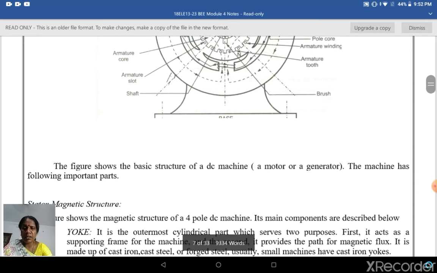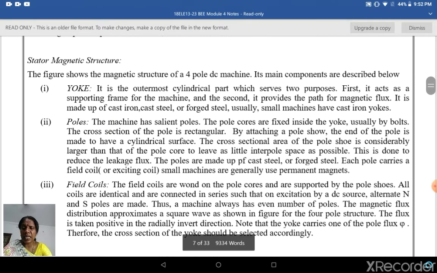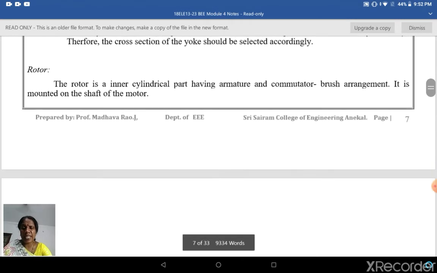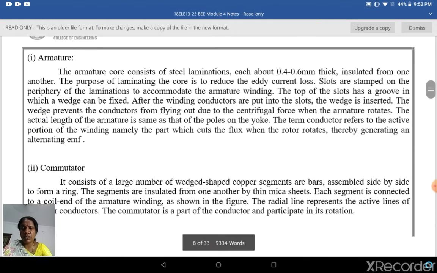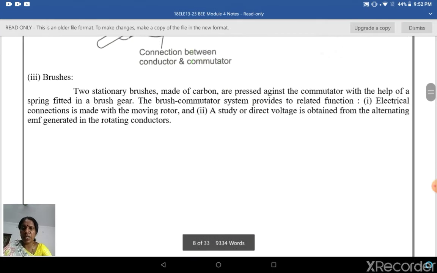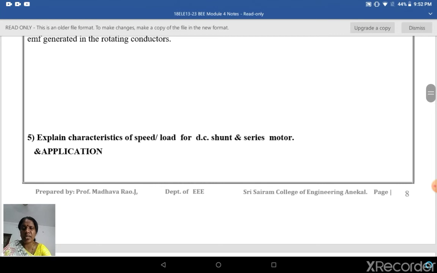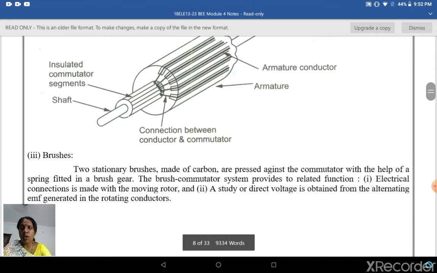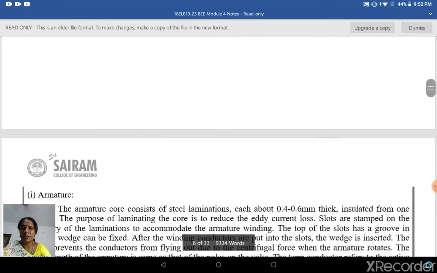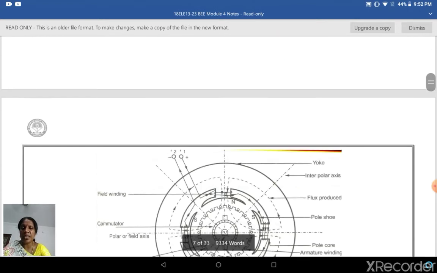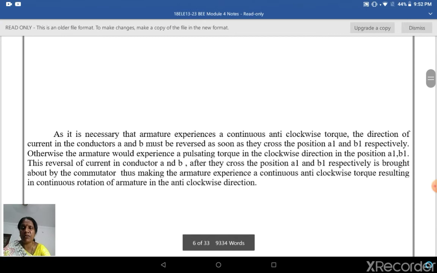Whenever a current carrying conductor is placed inside a magnetic field, the conductor experiences a force. That is the twisting force, so the armature or the coil starts rotating. When it rotates, there is also a generating action, meaning the coil is rotated while placed inside a magnetic field.